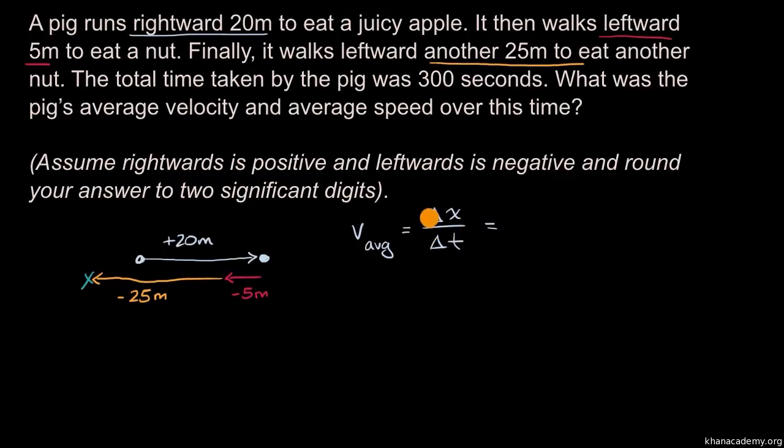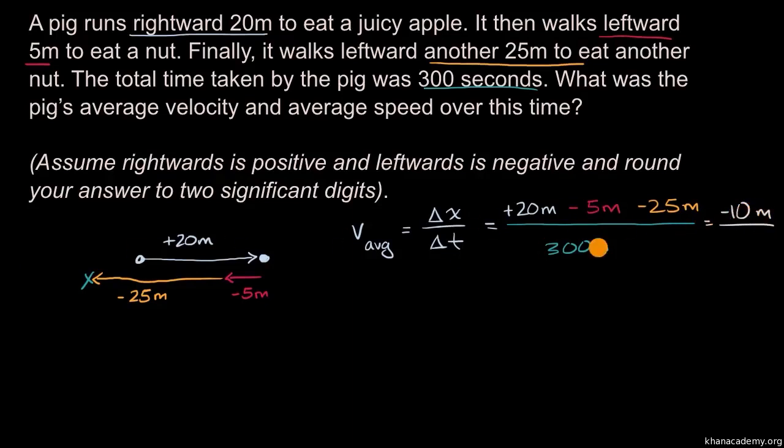And so what is our displacement going to be? We have plus 20 meters, and then minus 5 meters, and then we go to the left another 25 meters, minus 25 meters, and then all of that is over the elapsed change in time. All of that is over 300 seconds. So what is this numerator going to be? This is 20 minus 30. So that's going to be equal to negative 10. So this is equal to negative 10 meters over 300 seconds.